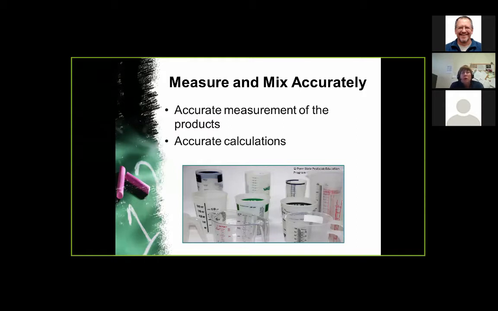Specifically, I'm going to talk about measuring and mixing accurately, how to accurately measure products, and doing the calculations accurately as well. You may be pretty comfortable with mixing and measuring products and with the calculations behind it, or maybe you're not. And a question is, are your workers or coworkers comfortable with this too? As I mentioned, it's important to get it right, or you can do quite a lot of costly damage to your crop.